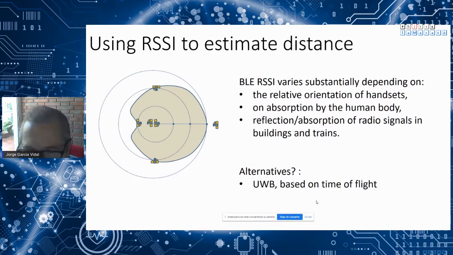The strength of the received radio signal depends also very much on reflections, on absorptions, multipath fading, I mean, many, many factors. So it's really difficult to estimate accurately the distance of the contact and its length based only on the strength of the received signal. So this is how systems work today, but we know for sure that the results are not very accurate. There are some alternatives, for instance, ultra-wideband, which can base the estimation of distance on time of flight and will probably provide better results, but also has other problems. This is one of the limitations of the systems, the use of Bluetooth Low Energy for estimating distance and length of the contact.